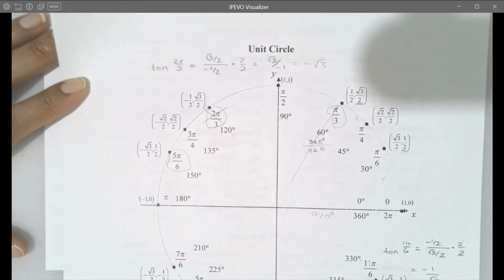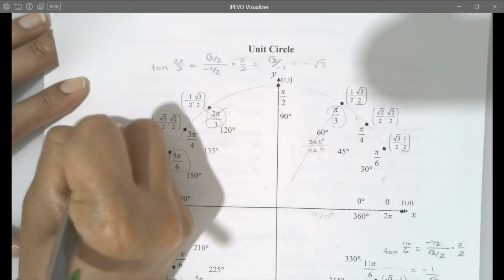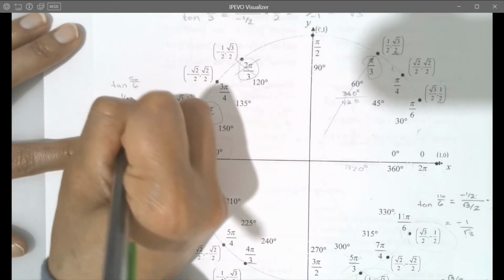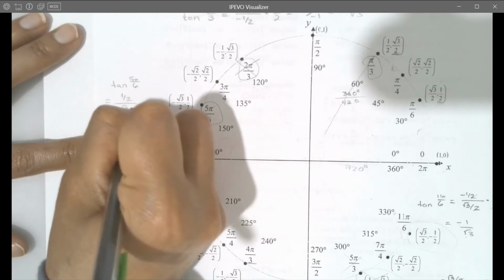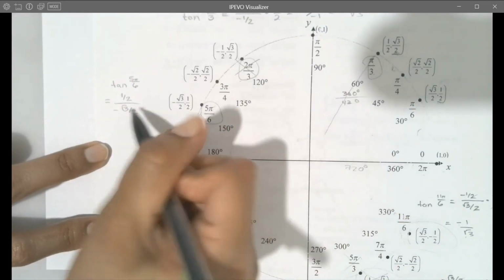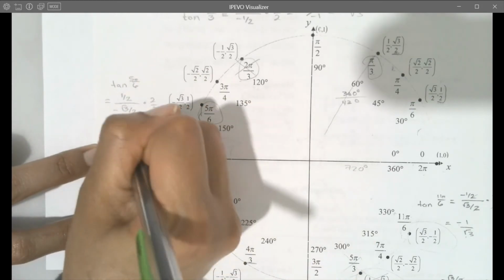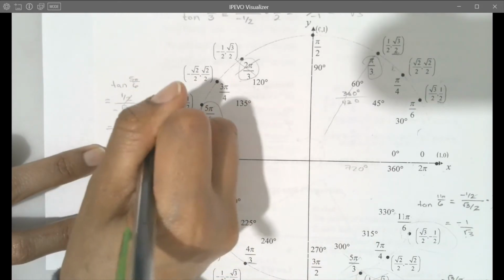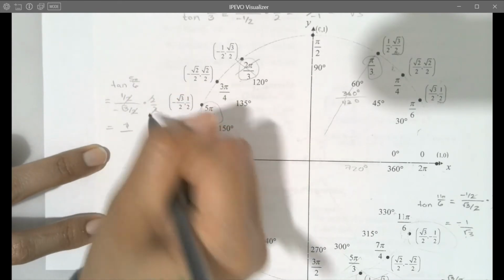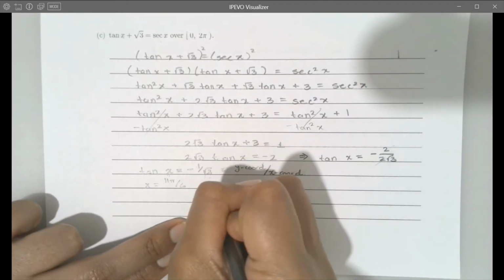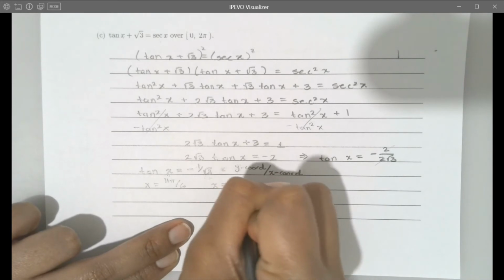The one that's going to work is the 5 pi over 6. Okay. If we take tangent of 5 pi over 6, we're going to get a y over x, so that's a 1/2 over negative radical 3 over 2. And again, multiply top and bottom by 2. That's going to give us a 1 over negative radical 3, which is precisely what we're looking for. So that means that the other possible angle is 5 pi over 6.